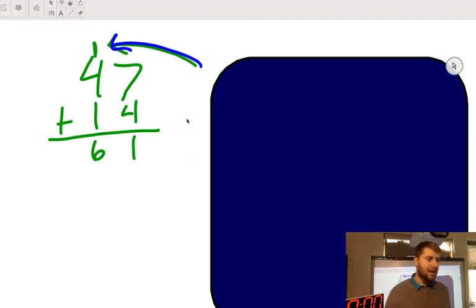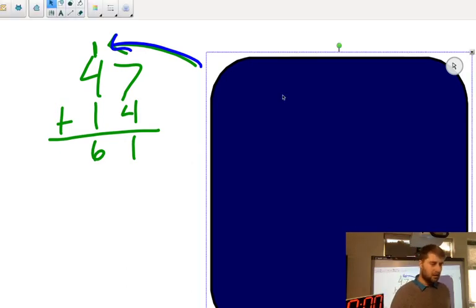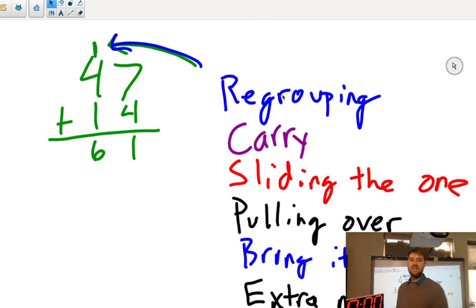Y'all, some things we've talked about so far are regrouping, carrying, sliding the 1, pulling it over, bringing it up, and an extra number. If you are calling it something different, I would love to hear it. The official math word we will be using, of course, is regrouping, where we move 10 of one to 1 of the other, or the other way around. That is my favorite math word.